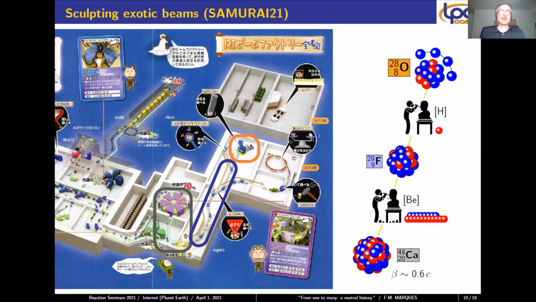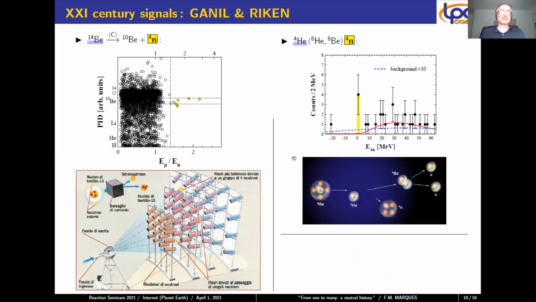And this is just one slide for the two positive signals. So I think if you have interest in the field, you may have already read about them. So this is a very, very simplistic display of the results, but here you have the Ganil and the Riken result.